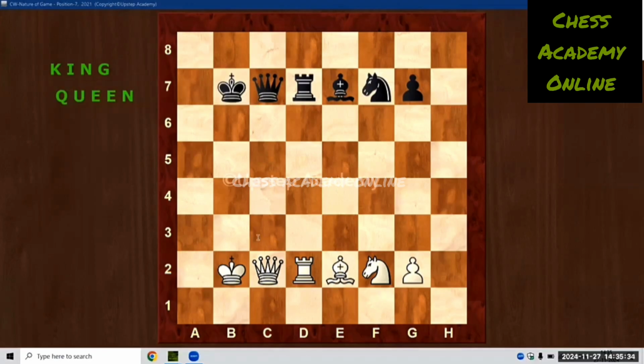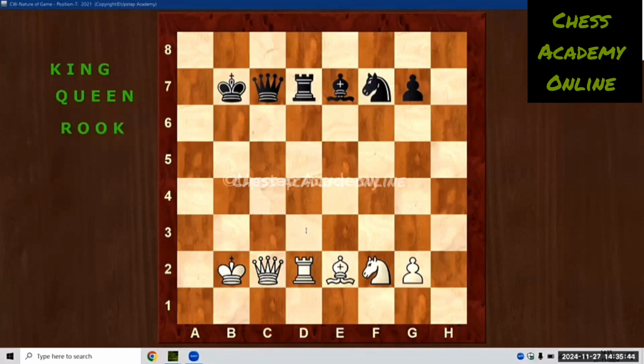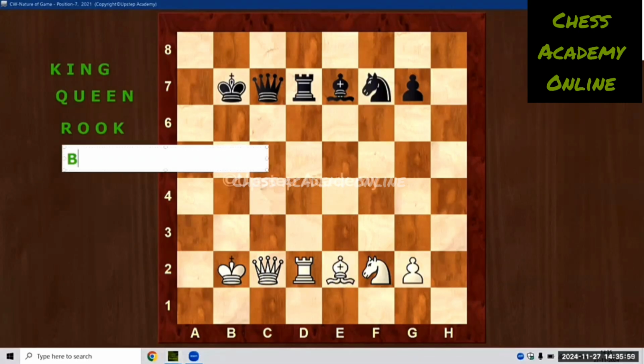So after the queen, the third one, which looks like a castle, is called rook. R-O-O-K, rook. Rook is also called elephant. And the fourth one, which is also called camel, looks like a pointy guy. And his name is Bishop. And the spelling is B-I-S-H-O-P, Bishop.